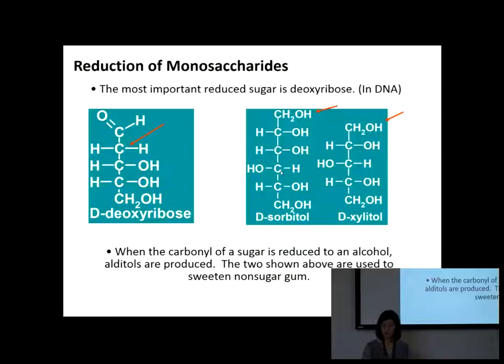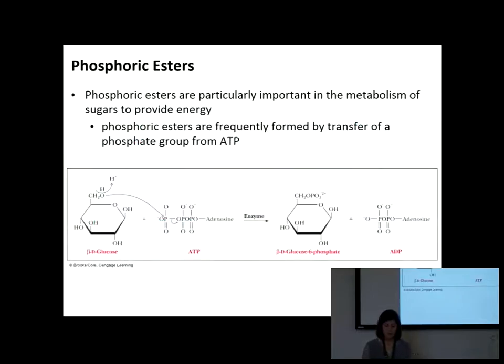And so we've reduced those carbon number 1s. What we're going to see is that we can oxidize and reduce these sugars, and we can actually add groups to them. One of the first reactions that happens to a glucose when it enters the cell is that we pop a phosphate onto it. It requires energy.